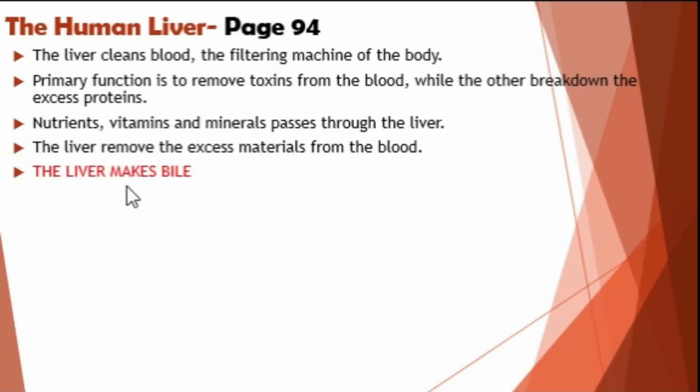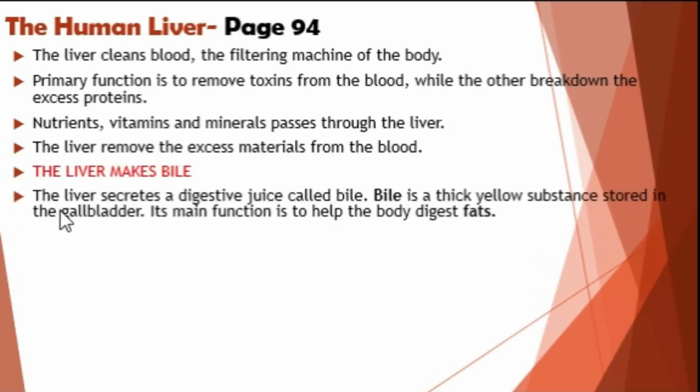The liver makes bile. The liver secretes a digestive juice called bile. Bile is a thick yellow substance stored in the gallbladder. Its main function is to help the body digest fats. The liver stores glycogen.